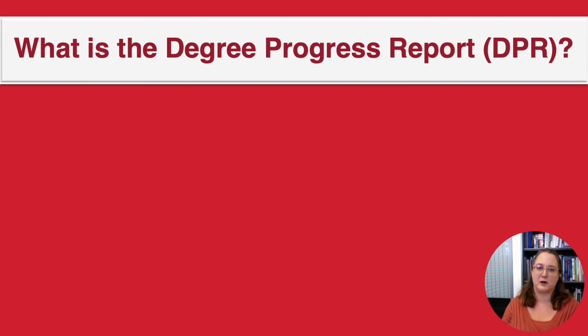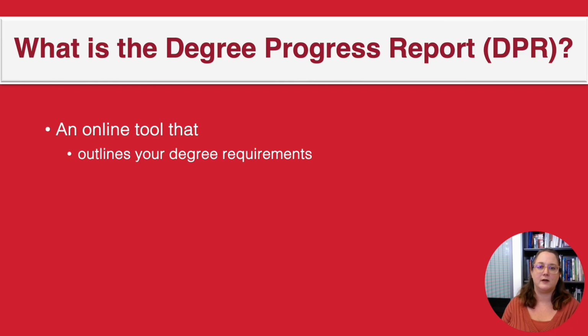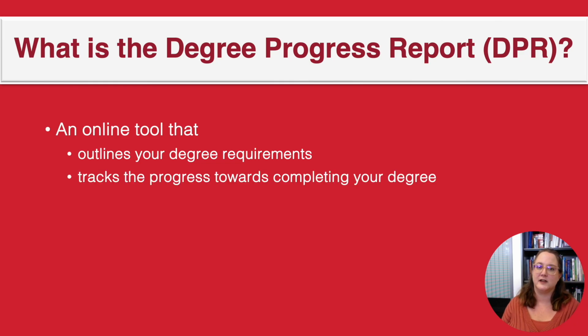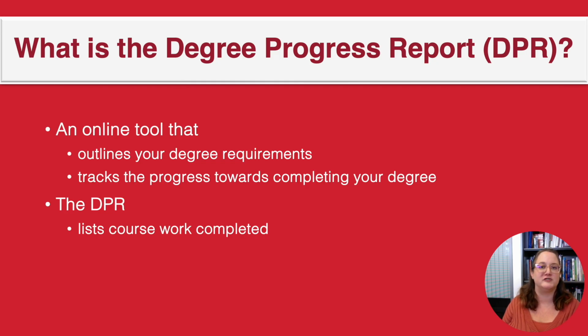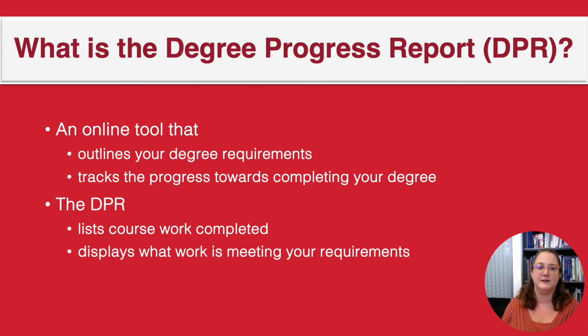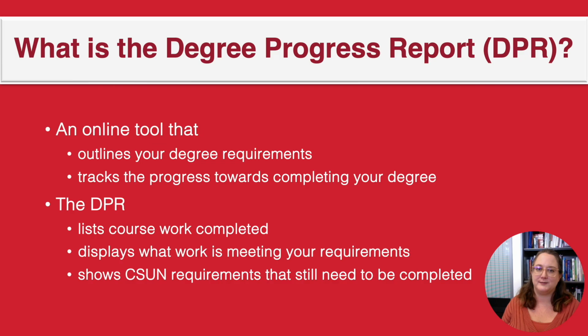What is the Degree Progress Report? The DPR is an online tool that outlines your degree requirements and tracks the progress towards completing your degree. The DPR lists coursework completed from CSUN, other institutions, and even AP and IB exams. It displays what work is meeting your requirements, such as general education, major, and other graduation requirements. And it shows CSUN requirements that still need to be completed.